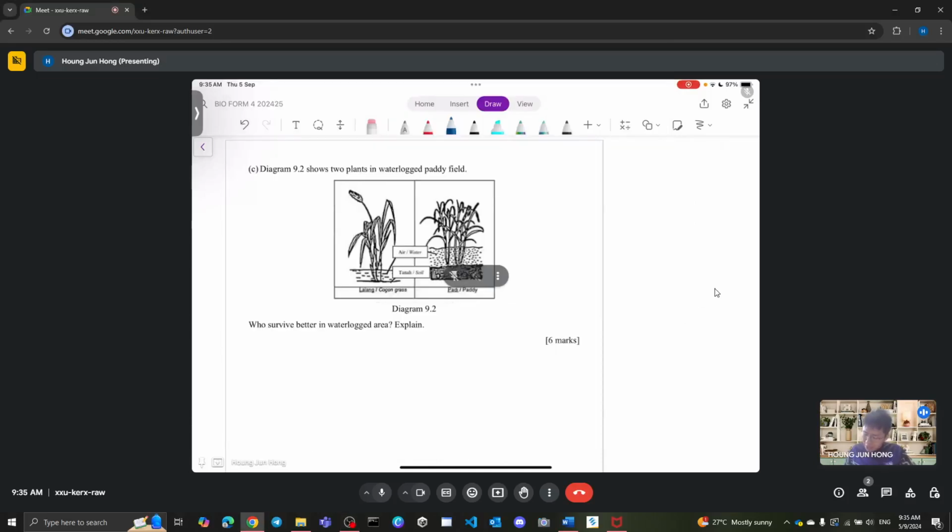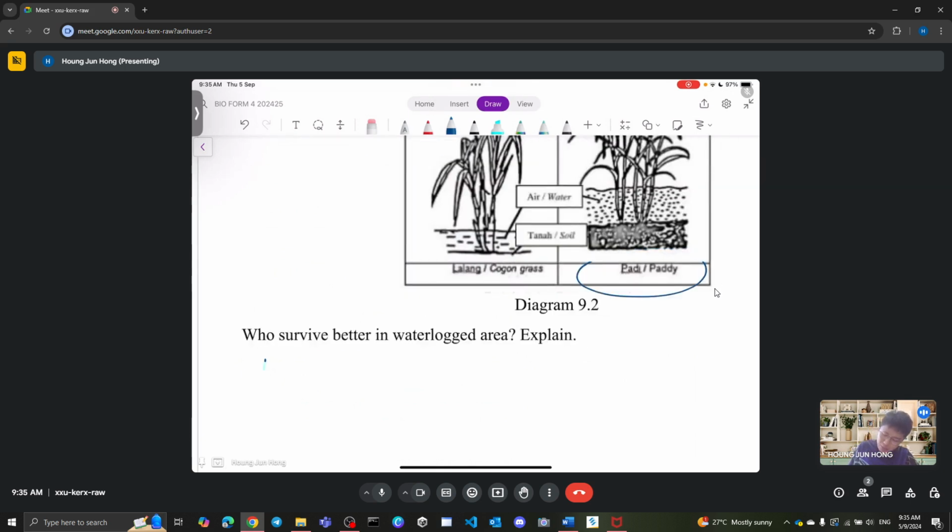Okay, next question. We have a paddy plum, and I think this is a very straightforward question. They ask you which one is surviving better? As you remember in this chapter, it's always paddy plum. This is the one that actually has the adaptation to live in waterlogged areas.